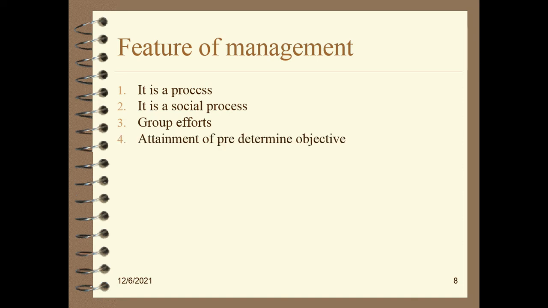The other feature of management is that of attainment of predetermined objectives. Since an organization has predetermined objectives, the feature of management is to ensure the attainment of those predetermined objectives. Management is a distinct entity. Management is unique from other disciplines. The other feature of management is that it is a system of authority. It requires power. It requires authority. It requires legitimacy to function.